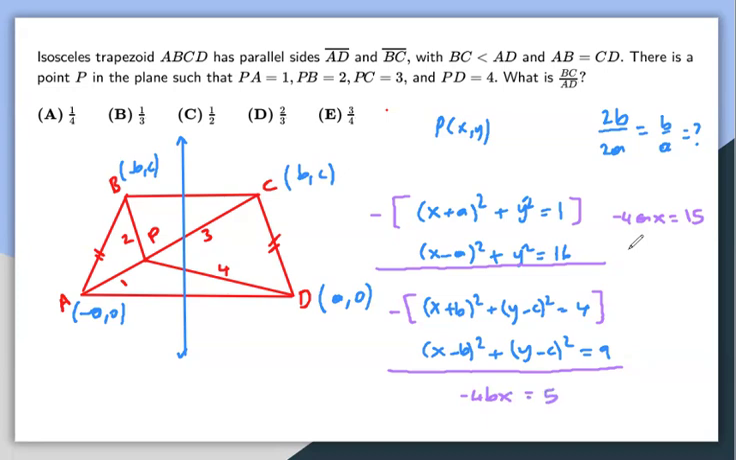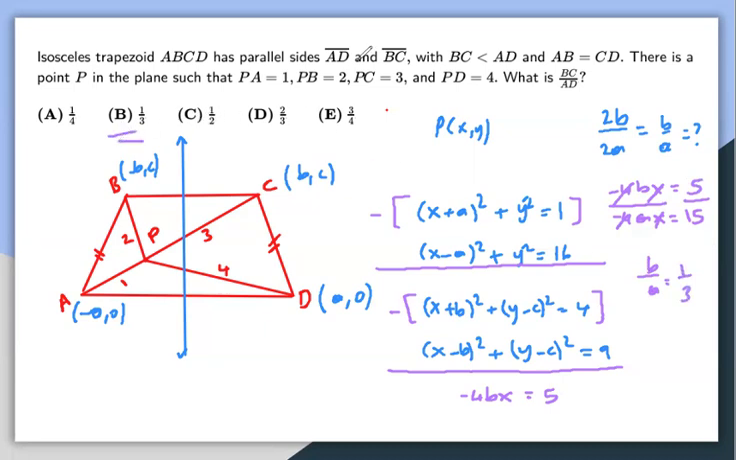So now we have these 2 equations. We want to find b over a. So this has a, this has b, and these 2 have x's as well. So I'm going to rewrite this right here. That should be -4bx is equal to 5. If I divide these equations, these guys will be gone, and you get b over a is equal to 5 over 15, which is just 1 over 3. So that is my choice B.